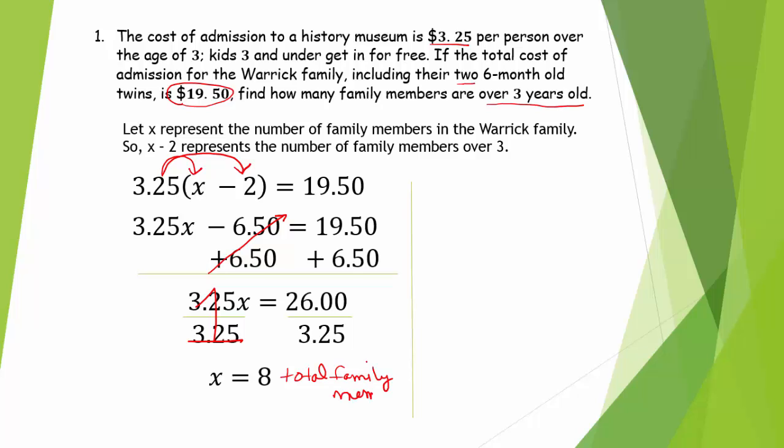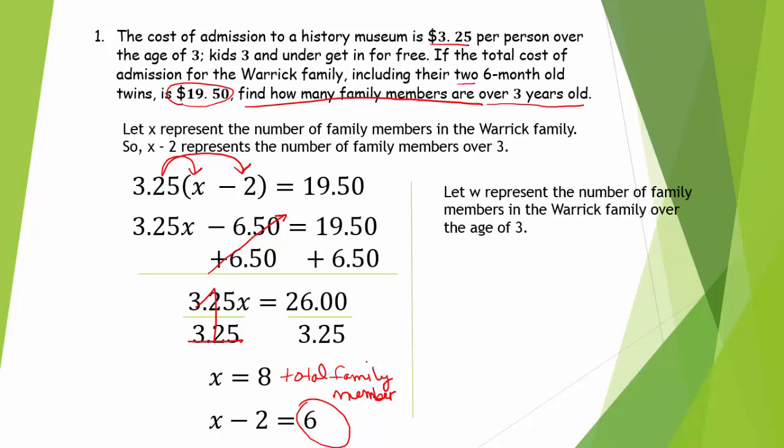But they didn't ask for the total family members. The word problem actually asked you to find how many family members were over 3 years old. Well, the number of family members over 3 years old is x minus 2, so it would be 8 minus 2, or 6. So that's how New York State approached this problem. And I'm thinking it's because they wanted you to incorporate the distributive property. I would have approached it a little differently, and that's what I'd like to show you here.